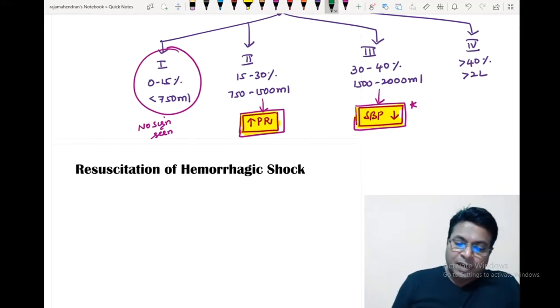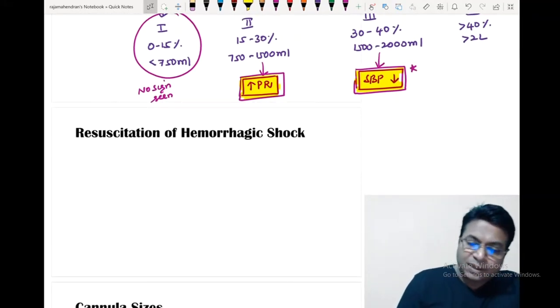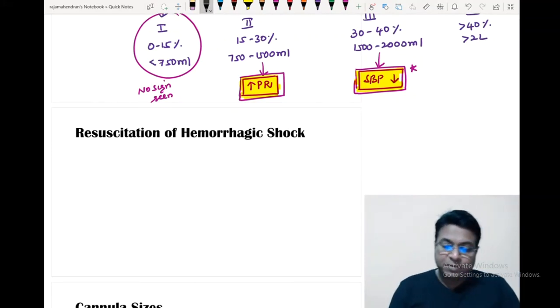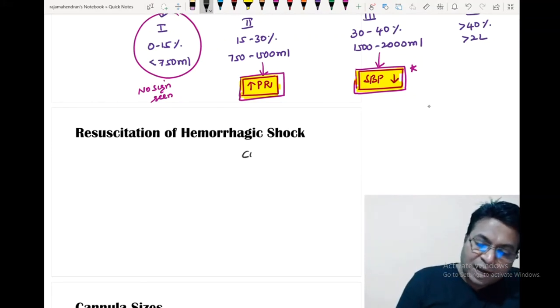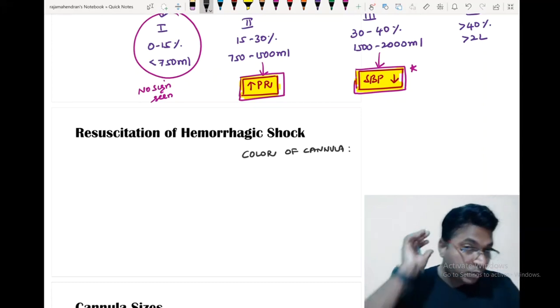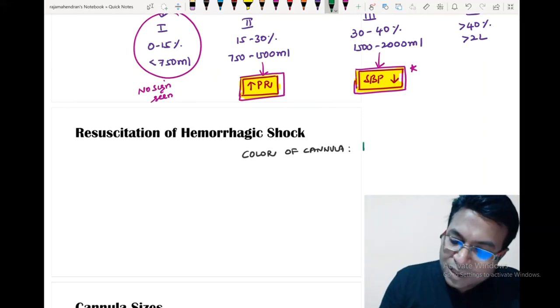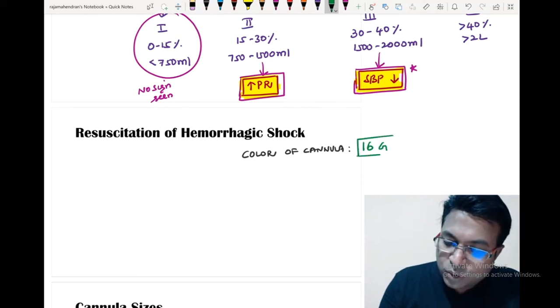Okay, so please don't forget this point, very important for your exams. Resuscitation of hemorrhagic shock. This is a high yield MCQ for the AIIMS exam and expected in FMG exams also. What is the color of Venflon we use? The color of cannula we use. I hope you will not forget the colors of the various cannulas. The cannula we use is 16 gauge, green color.